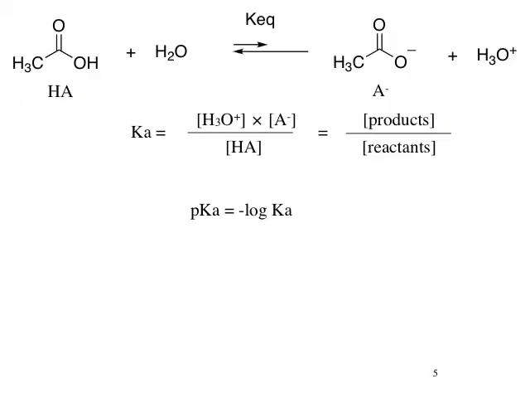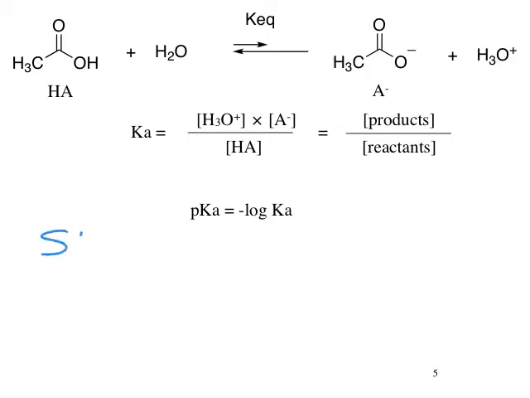The equilibrium constant, KEQ, for a given reaction is defined as the concentration of the products divided by the concentration of the reactants. If we remove water from this reaction, given that it's generally in excess, so we treat it as a constant, we get a new equilibrium constant called Ka, which we define as the acid dissociation constant.